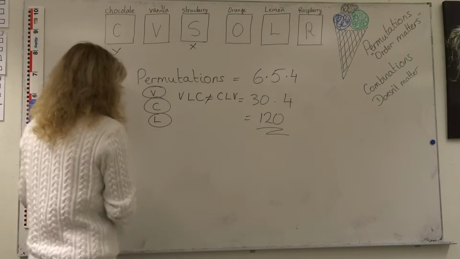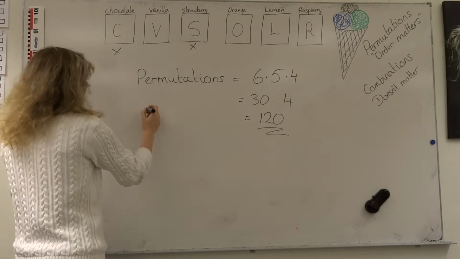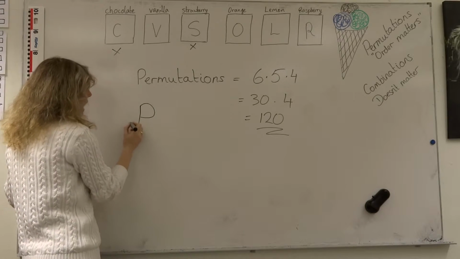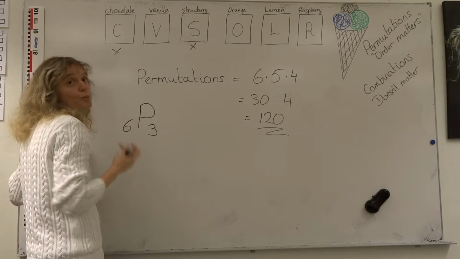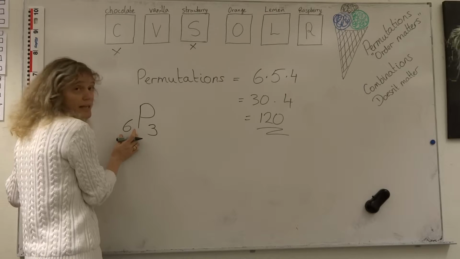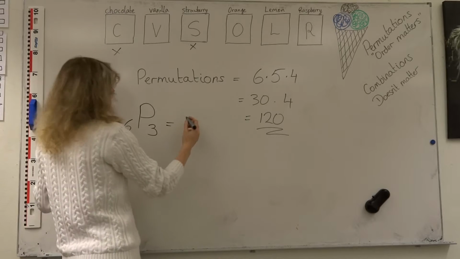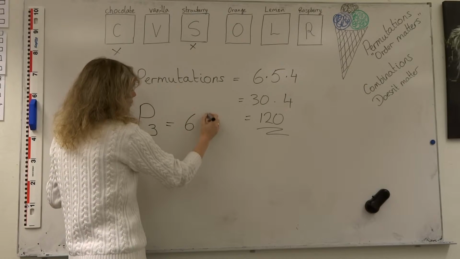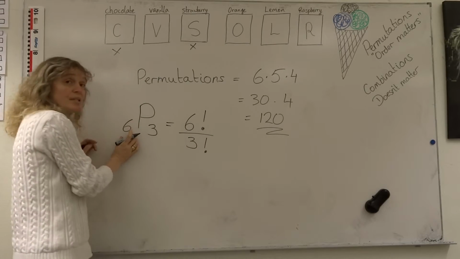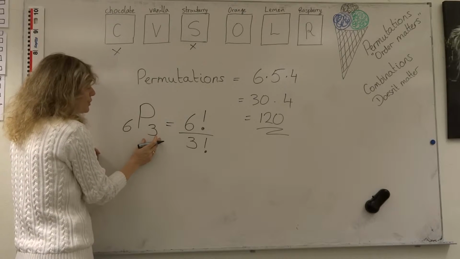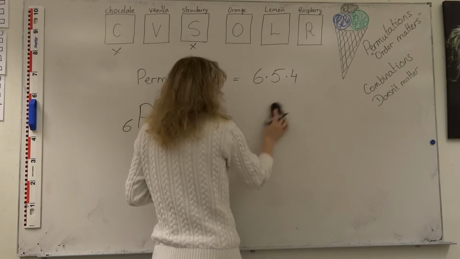There's a way of writing that mathematically, and I'll give you the formula for those of you that love formulas. Let's say, and in maths terms, we write it like this. I've got 6 different flavours to choose between, and I would like 3 scoops of ice cream. So I've got 6 possibilities, and I have 3 of them that I'm interested in. And the way that we write that mathematically is we would take 6 factorial divided by 3 factorial. So the number to the left of the P on the top and the number to the right of the P on the bottom. Then you have to ask yourself, what does factorial mean?